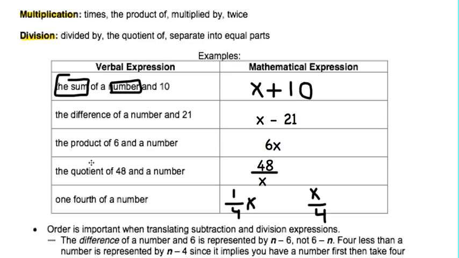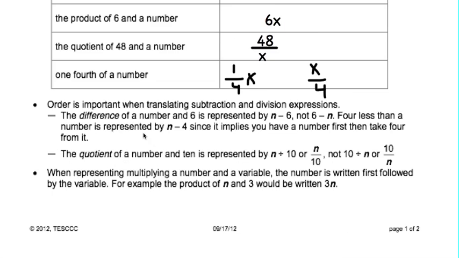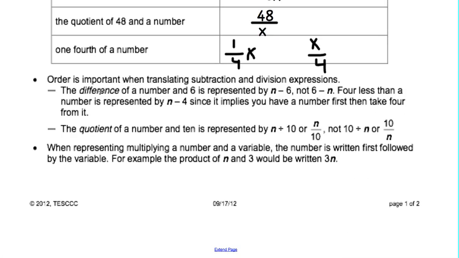Now, we have to be really careful when we're looking at these verbal expressions because order matters very much. Notice, the difference of a number and 6 is n minus 6. But when we look at 4 less than a number, we have to have that number first minus 4, since you have to have that number and you have to take something from it. Also, the quotient of a number is very important because the order matters in division and in subtraction, not in addition and multiplication.